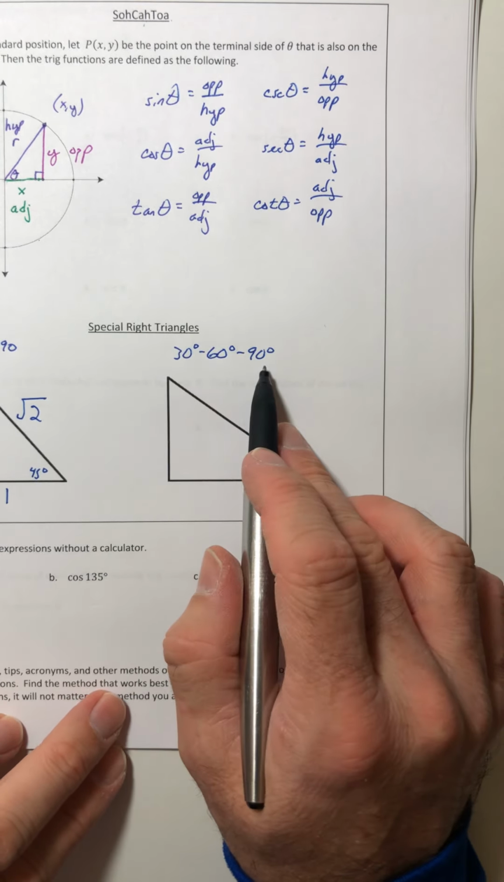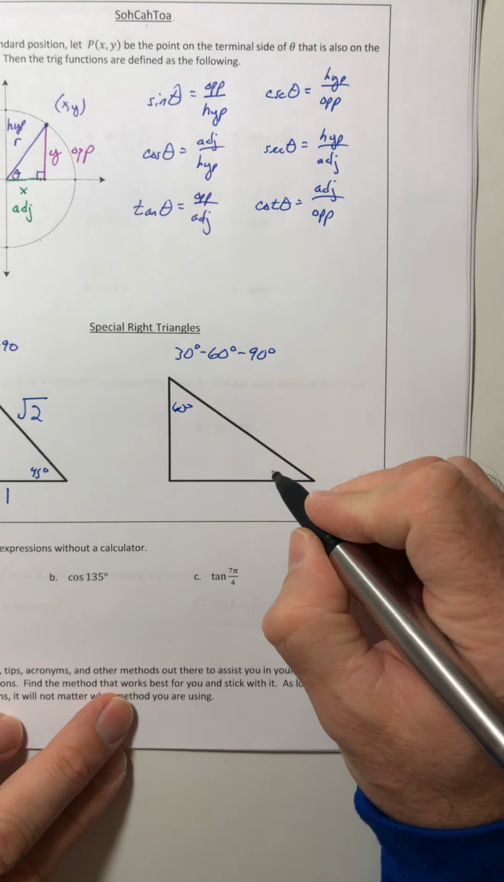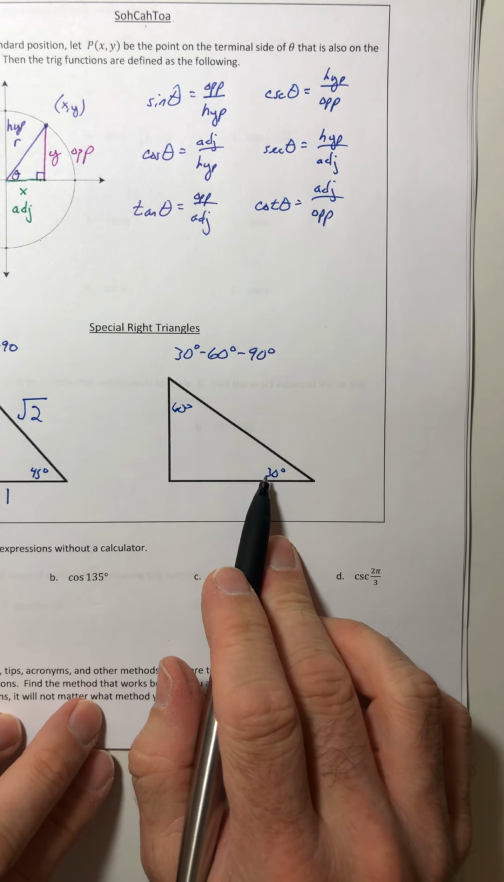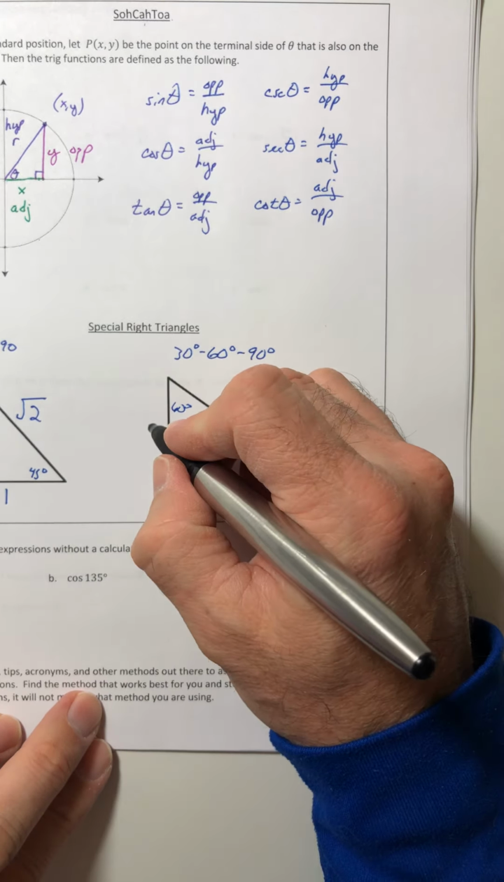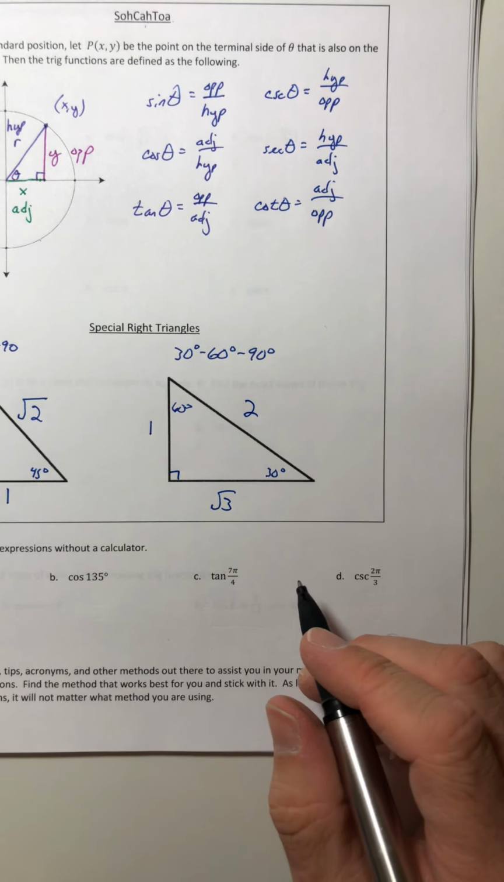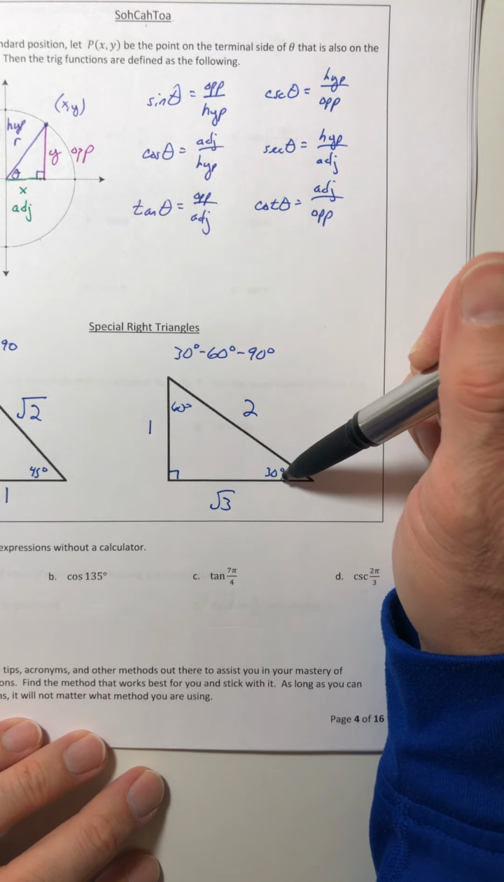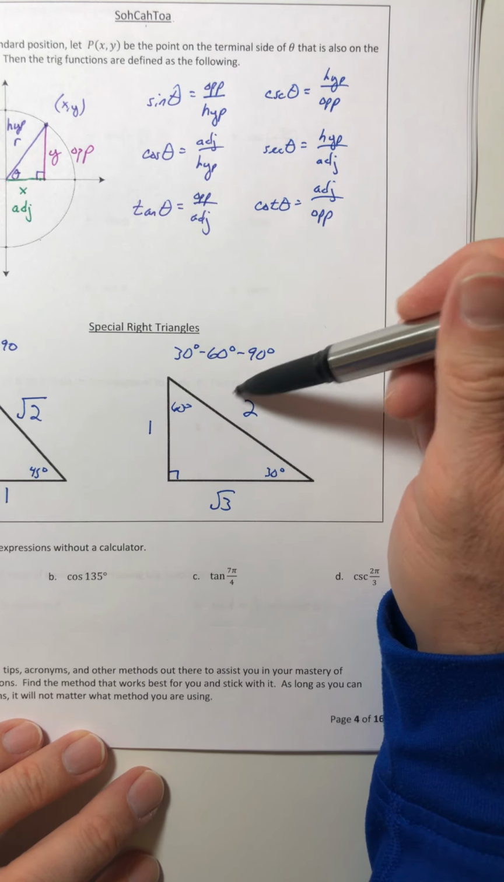Now for the 30, 60, 90, if the 60 is up here and the 30 is over there, the sides go 1, √3, and 2. So the 1 is always directly across from the 30, the √3 is directly across from the 60, and the 2 is the hypotenuse.